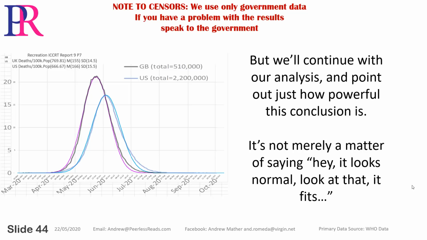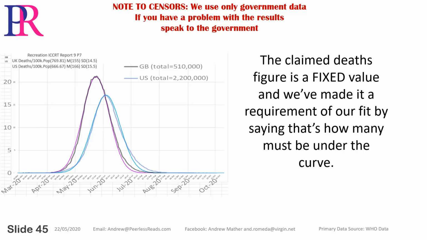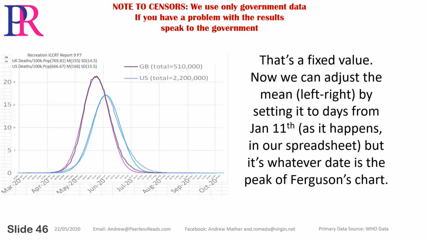It's not merely a matter of saying, hey, it looks normal, look at that, it fits. The claimed deaths figure is a fixed value, and we've made it a requirement of our fit by saying that's how many must be under the curve. That's a fixed value. Now we can adjust the mean left-right by setting it to days from January 11th, as it happens to be in our spreadsheet, but it's whatever date is the peak of Ferguson's chart.